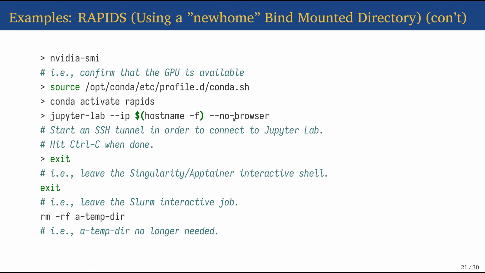This is how you use Rapids, Jupyter Lab, and hostname -f on our cluster will get the name of the host and substitute the IP there. And you need to do that in order to have an SSH tunnel. The Rapids Compute Canada documentation talks about that. Okay, so you do your stuff, and when you're done, you can exit, and then the temporary directory is not needed, but you do want your new home directory. So that's conceptually what you're doing.